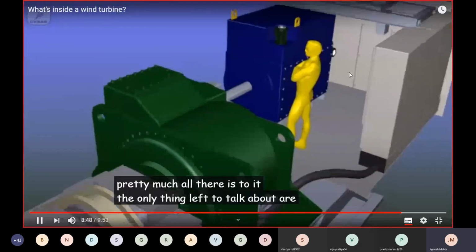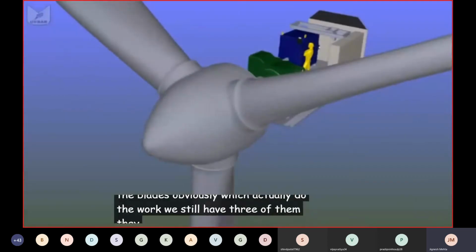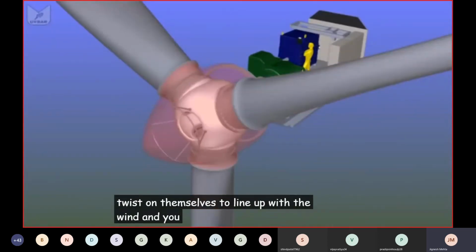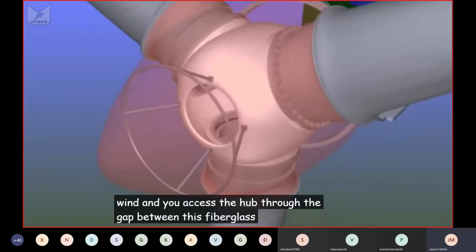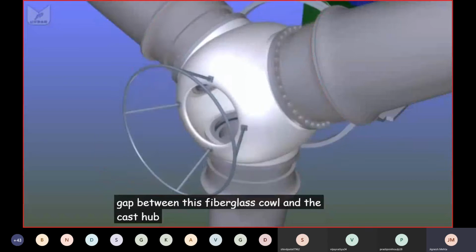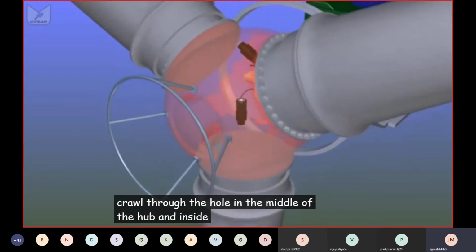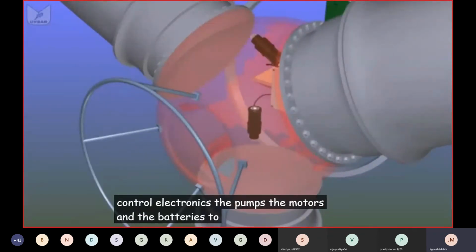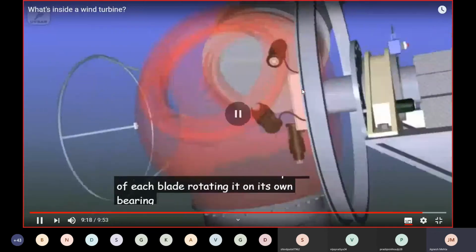The only thing left to talk about are the blades, obviously, which actually do the work. We still have 3 of them. They still pitch, in other words, they twist on themselves to line up with the wind. And you access the hub through the gap between this fiberglass cowl and the cast hub. It's a bit of a wriggle, but you wriggle through, usually feet first, crawl through the hole in the middle of the hub, and inside the hub we'll find the control electronics, the pumps, the motors and the batteries to control the pitch of each blade, rotating it on its own bearing.